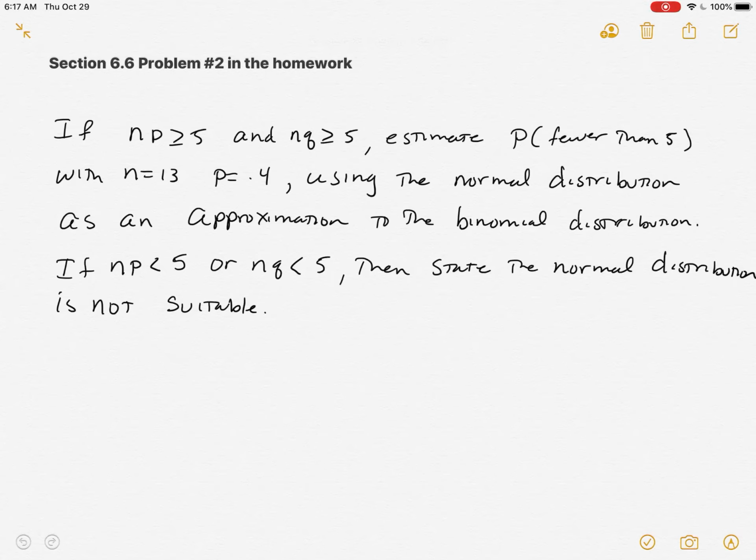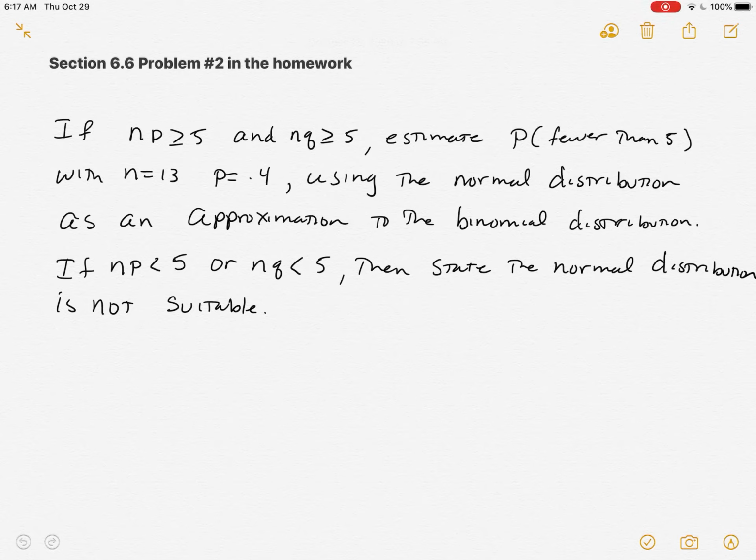Alright, here's a little video on how to do 6.6 and number 2 in the homework. This is the question that I had that should be similar to yours, and it says if n times p is greater than or equal to 5 and n times q is greater than or equal to 5, estimate the probability that we have fewer than 5 when n is equal to 13 and p is equal to 0.4, using the normal distribution as an approximation to the binomial.